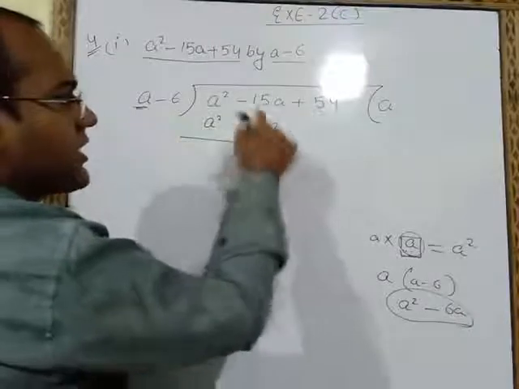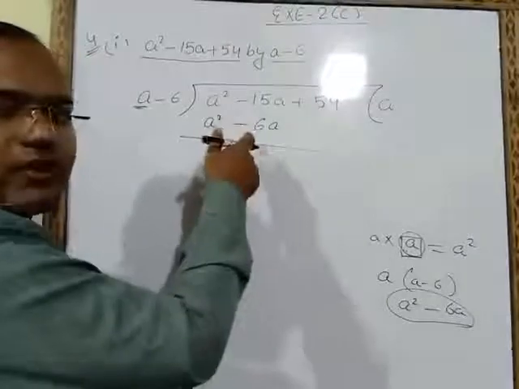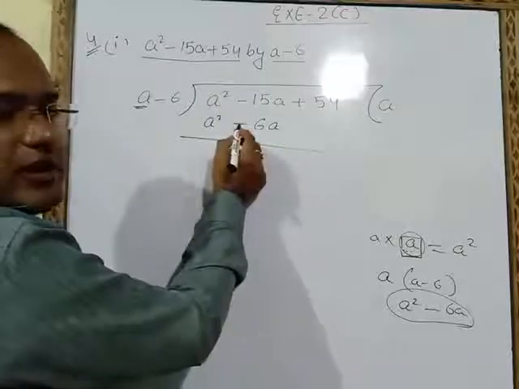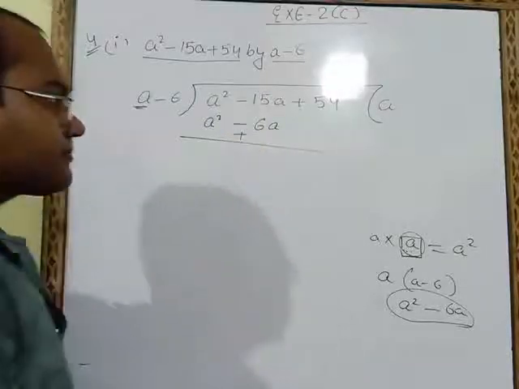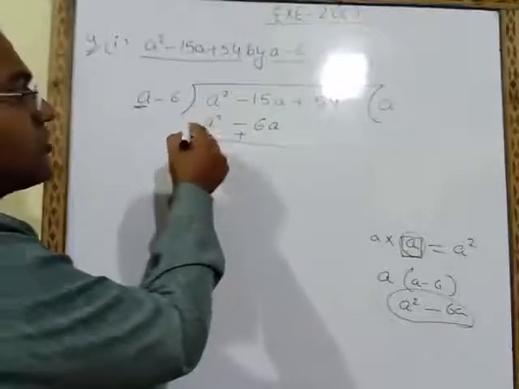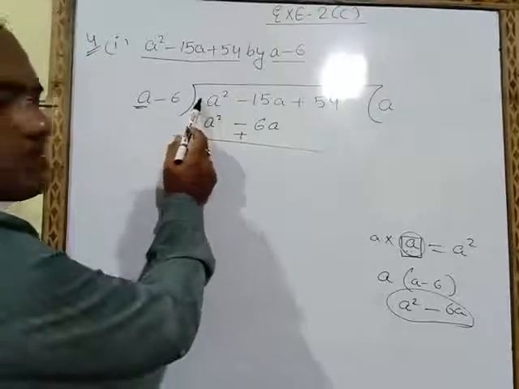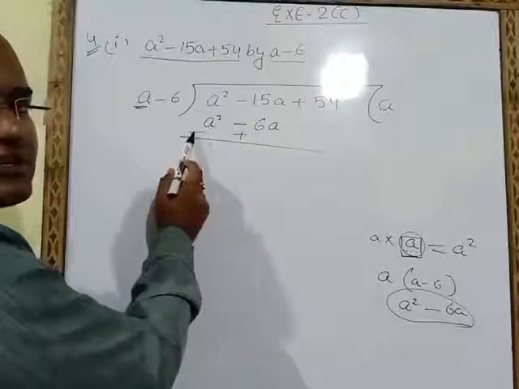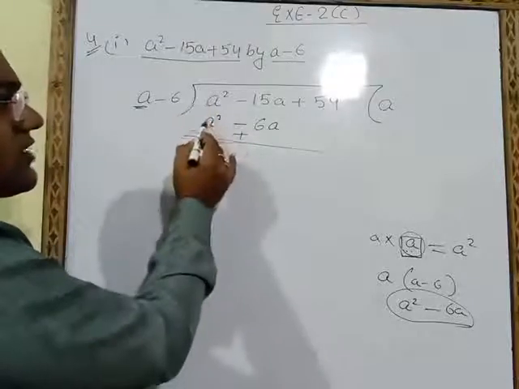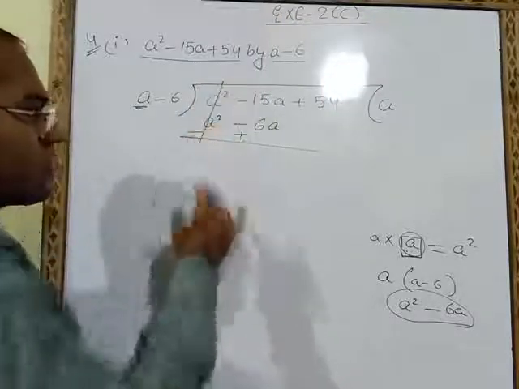Now we have to subtract these two. Column method we are using here. In order to subtract, we have to change the signs. This 6a is negative, we will make it positive. A square, no sign is there, that means it is positive, so we change the sign to minus. Now the sign of this a square is plus, the sign of this a square is minus. Both are the same thing, signs are opposite, so these two terms will get cancelled.